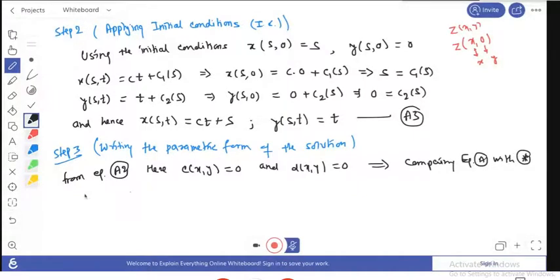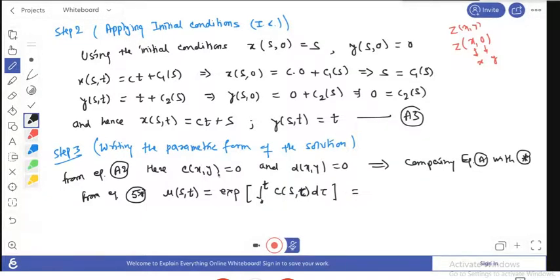So here from equation 5 star, we know what mu of t is. The mu, which is a function of st, equals exponential of the integral from 0 to t of the c component, a function of st, d tau. This c component equals 0, so integrating that gives exponential of 0, which equals 1. So this is your mu t.